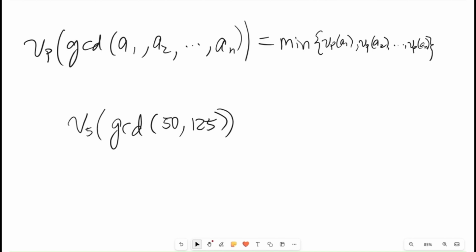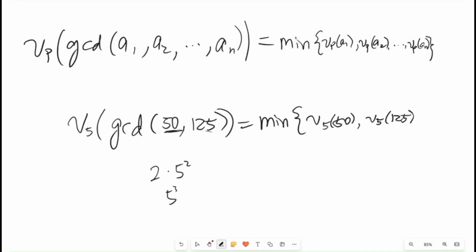What we would usually do for this is just compute the GCD of these two, right? So we would prime factorize 50, which is just 2 times 5 squared, and 125 is just 5 cubed. And so clearly the GCD is just 5 squared. So this is just equal to V5 of 25, and this is just 2 by definition. However, according to this formula over here, you can write min of V5 of 50, comma V5 of 125.